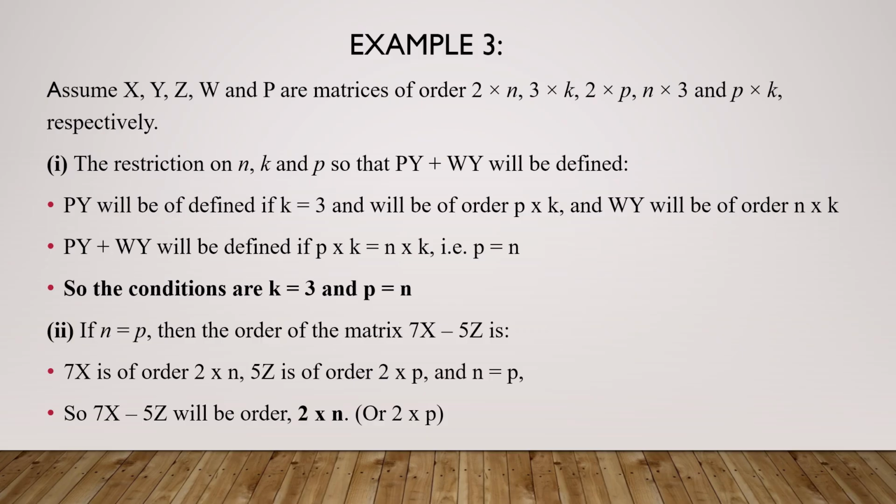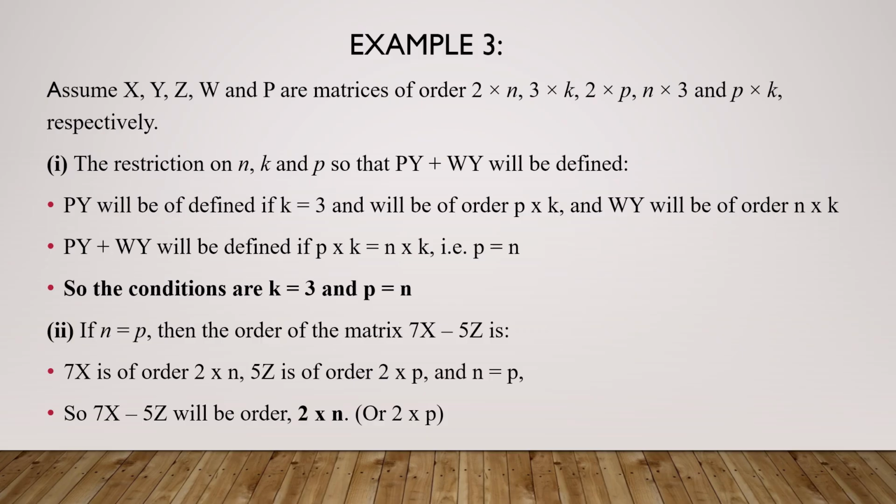So now you know that P is of the order p cross k. Y is of the order 3 cross k. That means your k should be equal to 3. First thing is your k should be equal to 3. Correct? And for the second term, which is W into Y. W is of order n cross 3 and Y is of the order 3 cross k. So W into Y will be of the order n cross k.